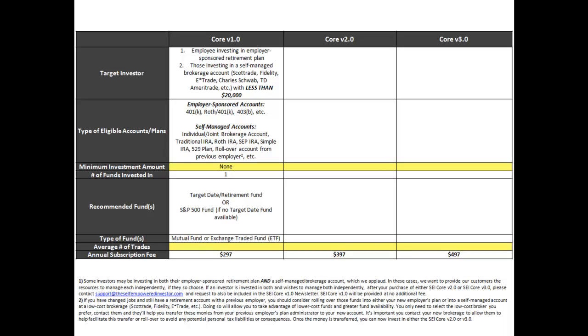Now, just a quick note on target date funds. These type funds are relatively new and are structured toward the year you plan to retire and can also be known by different names such as target retirement funds, asset allocation funds, freedom funds, etc.